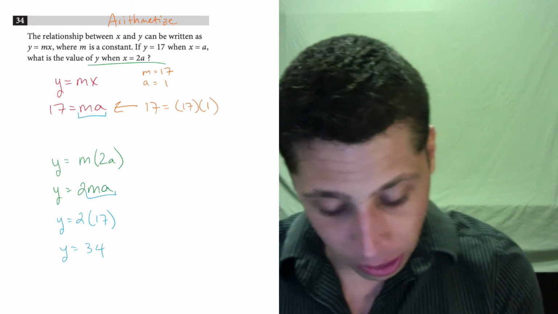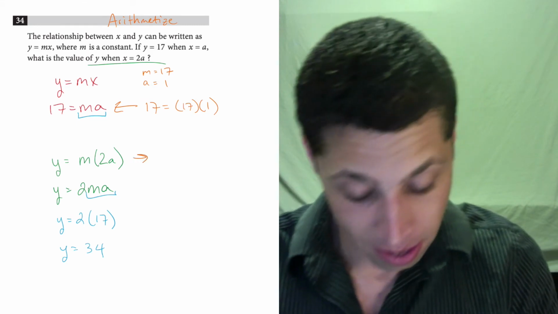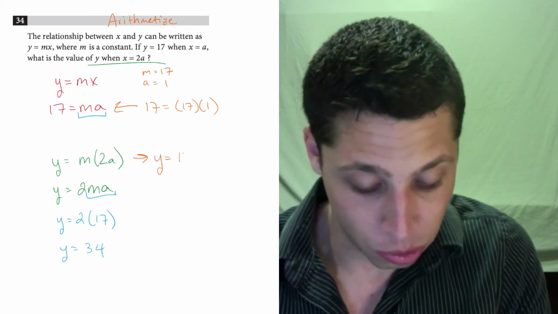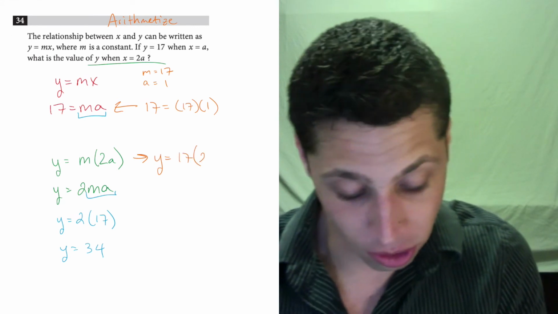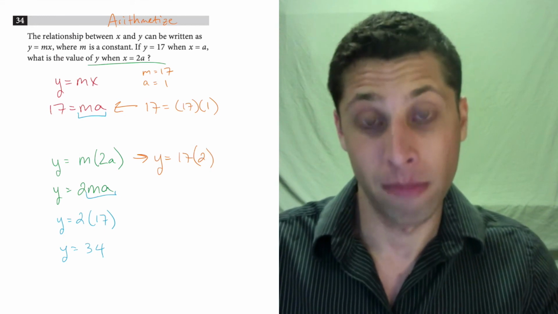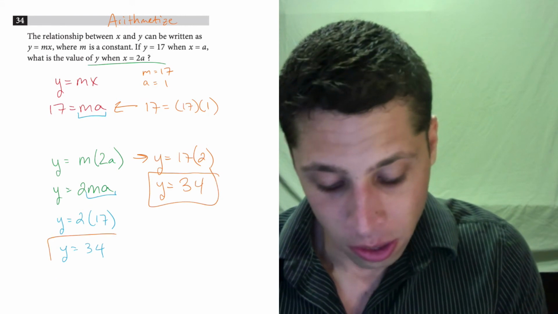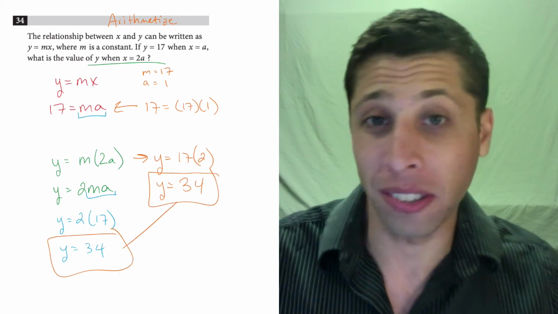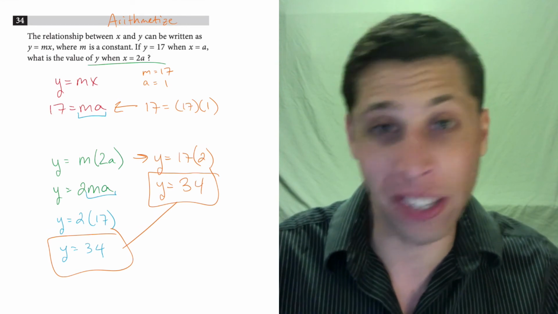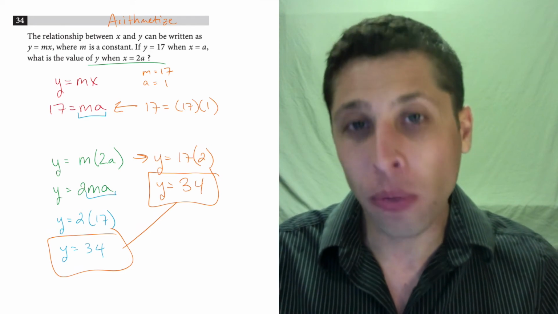So in the second equation here, where we have y equals m times 2a, well, m is equal to 17, and 2 times a is 2 times 1, so that's just 2. And what do you know? 17 times 2 is still 34. So we get the same answer because we're actually doing the same thing as when we didn't have numbers. The process is the same. And this is why arithmetize can be helpful.